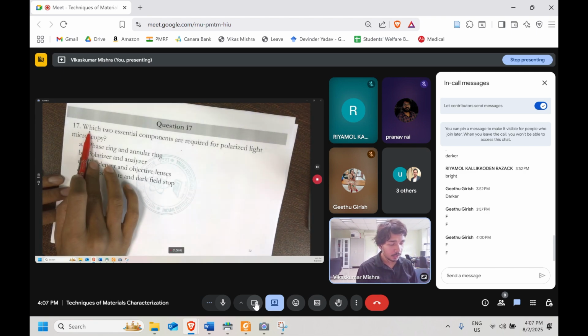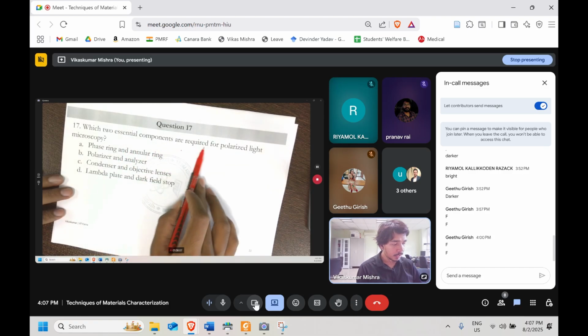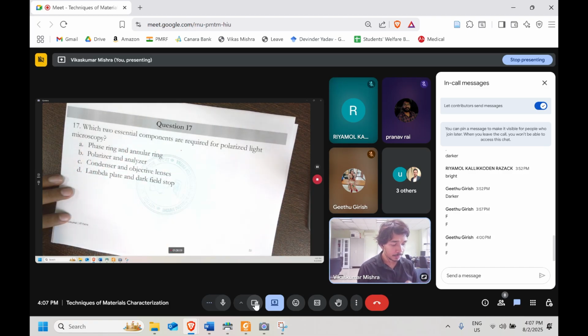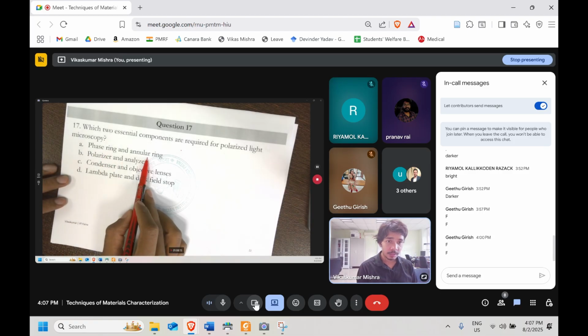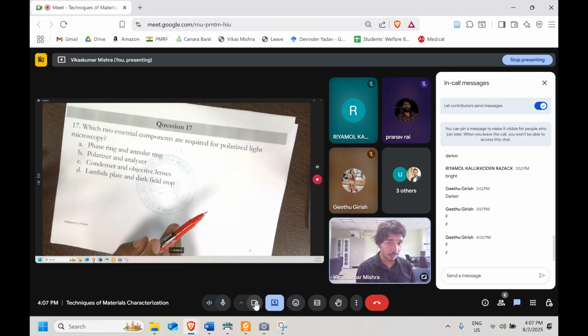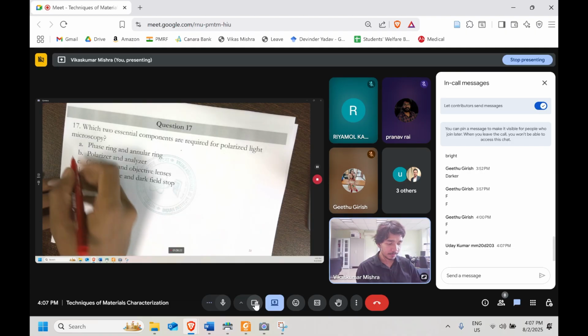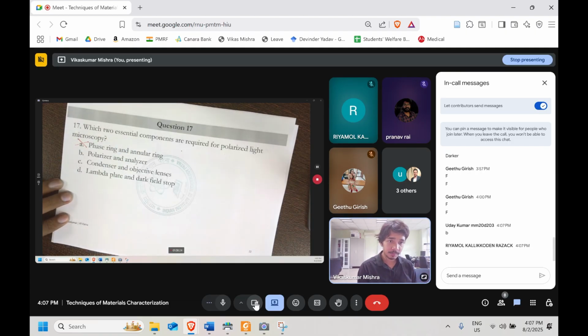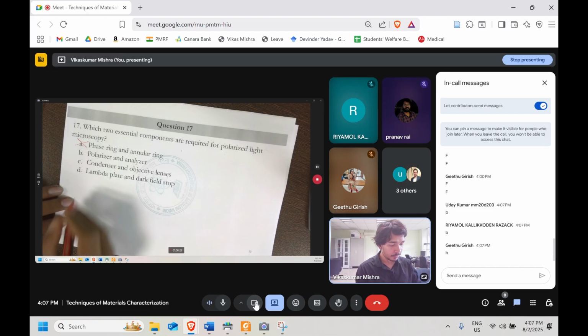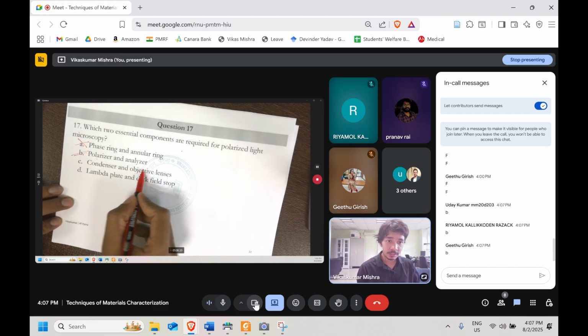Which two essential components are required for polarized light microscopy? Phase ring and annular ring? Incorrect, because the phase ring and the annular ring, we have learned, are required in phase contrast microscopy. So option A is incorrect. Very right, it's a polarizer and analyzer.